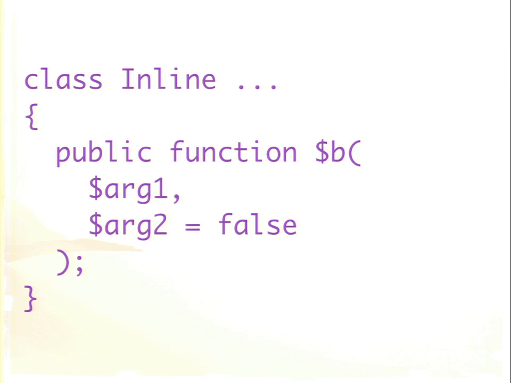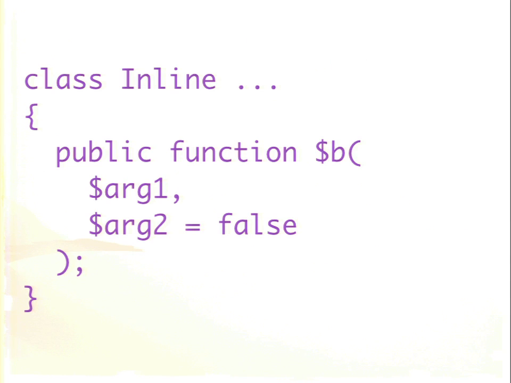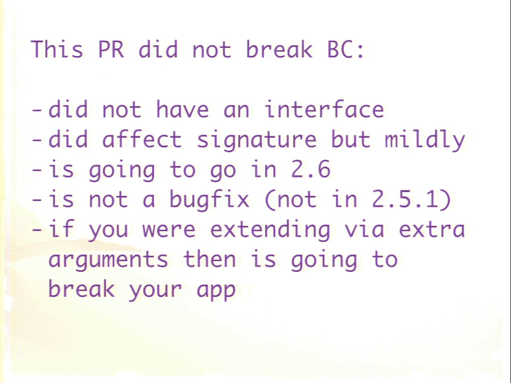So what they did is added a new argument, right? So why did this not break anything? Because it didn't have an interface. So the YAML class doesn't have an interface. Maybe we should request one. It affected the signature. That's the signature: how many arguments, what arguments, where, what their type hint is and stuff.